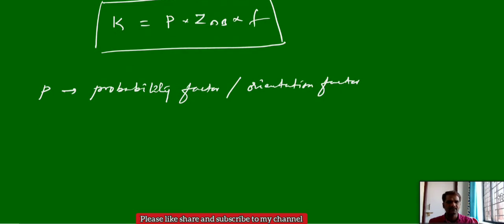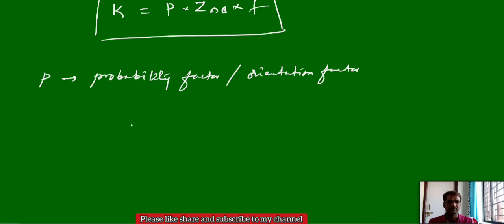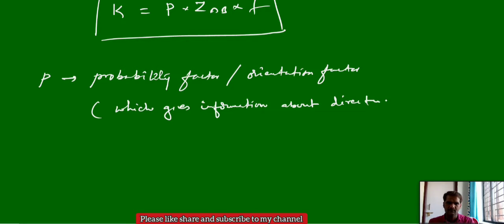It gives the information about the orientation of molecules, in what way the molecules are colliding, which gives information about the direction of collision. That is the probability factor.